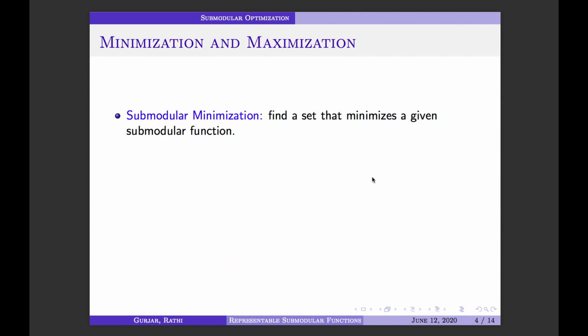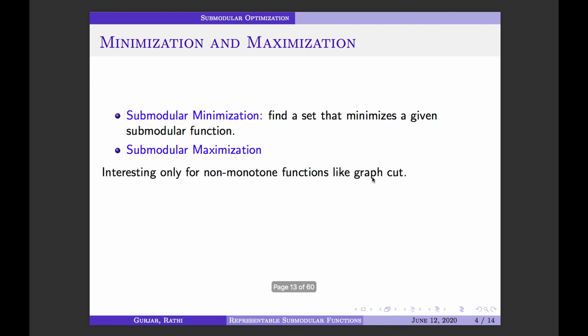Now, what are some optimization questions around submodular functions? One is submodular minimization, which asks to find a set that minimizes a given submodular function. Similarly, one can define submodular maximization, which looks for a set maximizing a given submodular function. Note that these questions are interesting only for non-monotone functions like graph cut, because for monotone functions, these optimal values will be taken at either the empty set or the whole set.